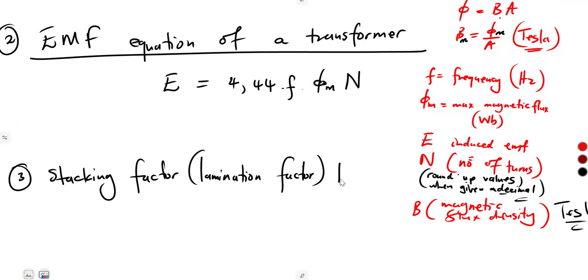So that's K. Some use KS. All right, for that staking factor, it is the ratio of the effective cross-sectional area of the transformer's core to the physical cross-sectional area of the transformer's core.